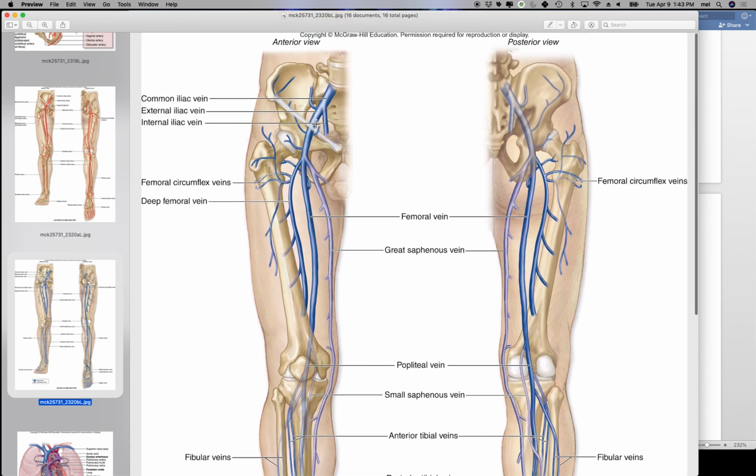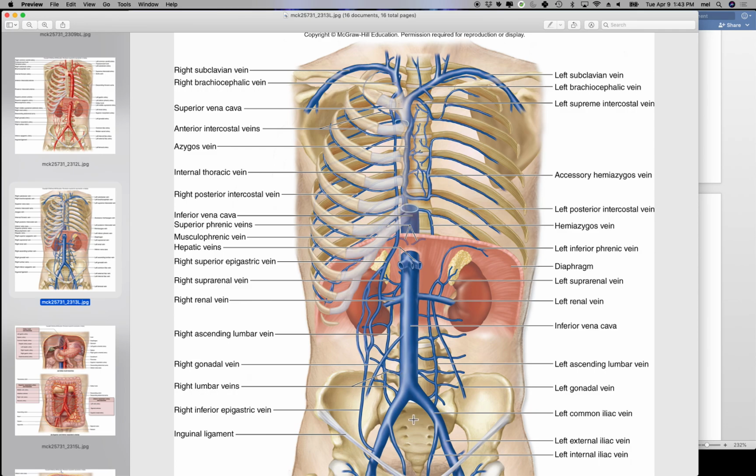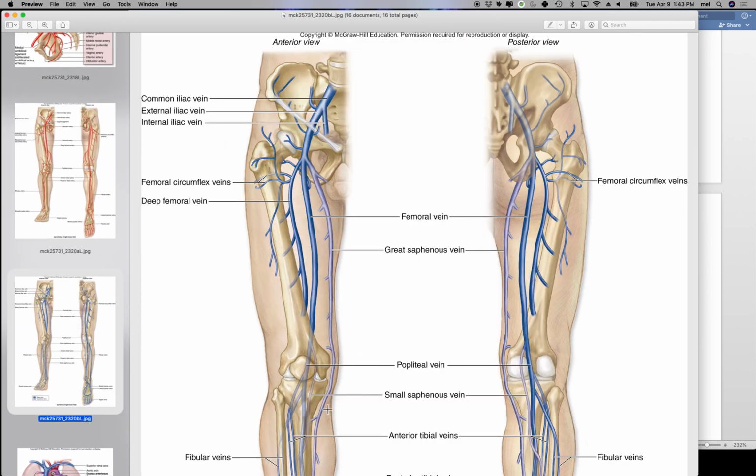And then as it goes past the inguinal canal, it's going to become the external iliac, and then you join with the internal to become the common, and then the 2 commons join to become what? Yeah, the inferior vena cava. Okay, so how did you form the superior vena cava? Do you remember? 2 brachiocephalics joined to form the superior vena cava. The 2 common iliacs joined to form the inferior vena cava. Good? Okay, all right.